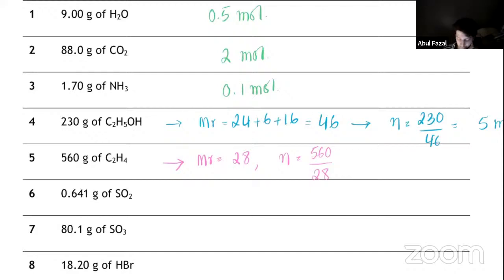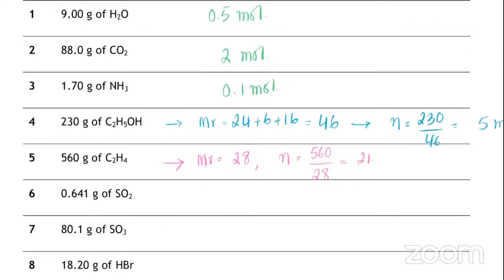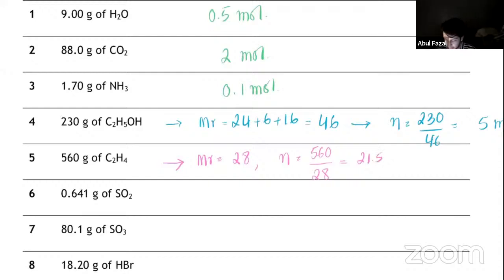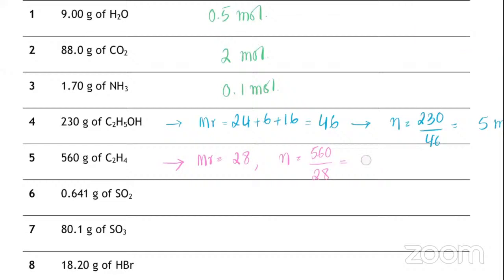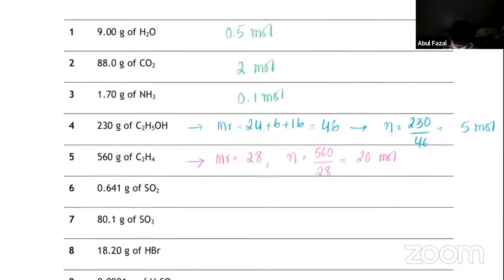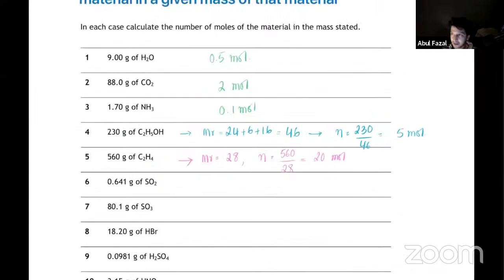I'm not getting a full number. And I'm live on YouTube. I'm getting 21.54. Really? 560 divided by 28. Yes, sir, 28. I went with 26. I'm sorry, 20. It is exactly 20. That makes sense because, yeah, 20 moles. Okay. Everyone clear?